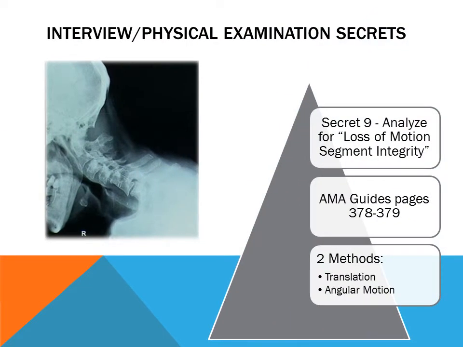Secret number 9. Also a secret that involves the use of diagnostic studies. Secret number 9 is to analyze for loss of motion segment integrity. Now, I want to ask you doctors, just like we did with the gait analysis, raise your hand if you do a formal analysis for loss of motion segment integrity on every single spine case.